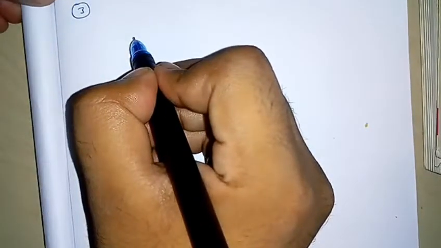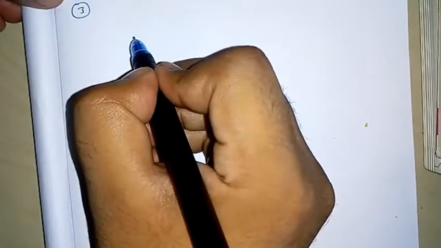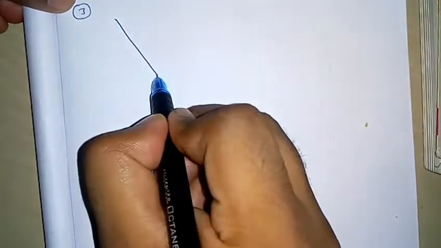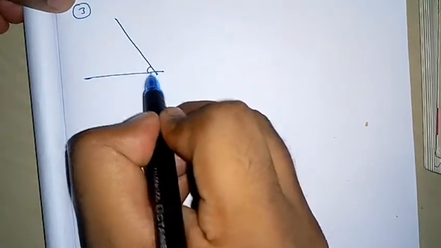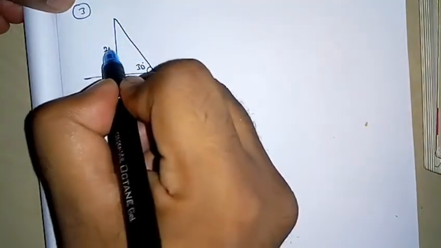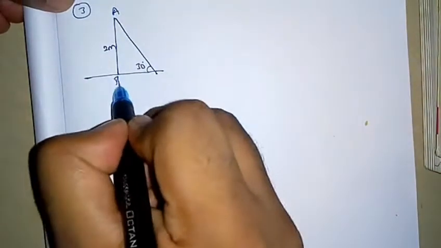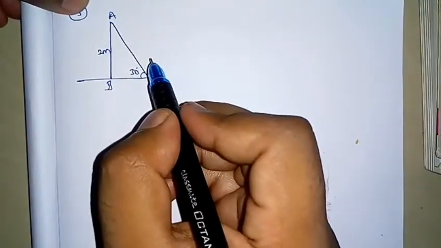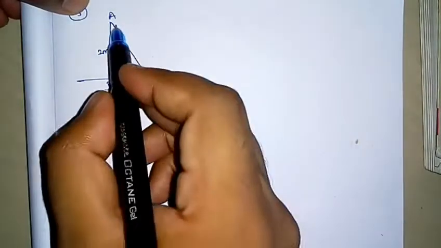Third question. A contractor wants to set up a slide for children to play in the park. He wants to set it up at a height of 2 meters and by making 30 degrees with the ground. So there is a slide and this is making 30 degrees with the ground, and it is at a height of 2 meters. This will be A, B, C. Now you find the length of this slide. So what is the length of the slide?